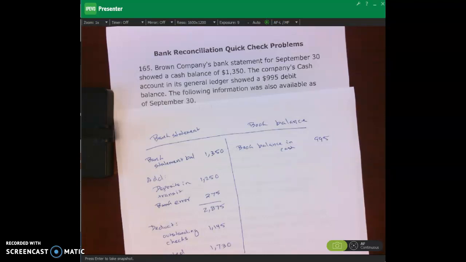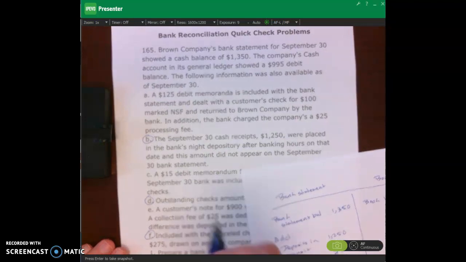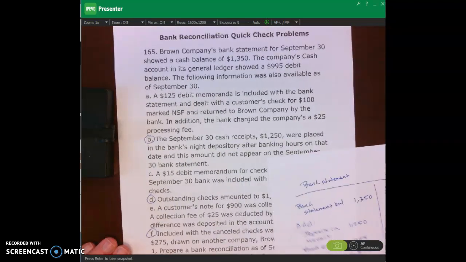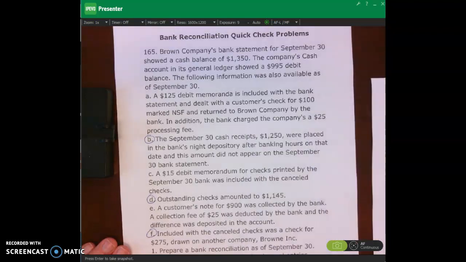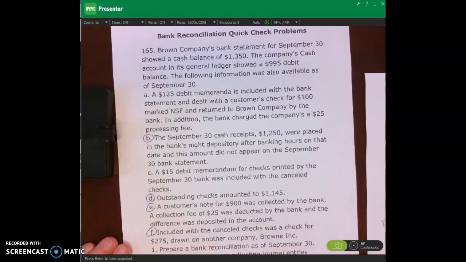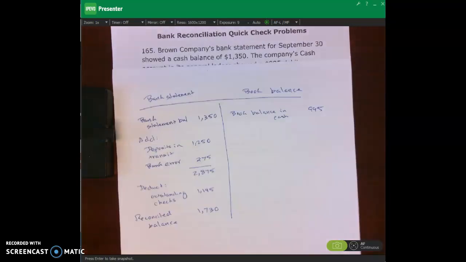Okay. And then looking back on page 161, identify and list any unrecorded credit memoranda from the bank. So if a bank collected a note receivable or any interest earned, for example. And we do have one of those. It says so right over here. We collected our note receivable. Okay. So the bank collected on a note receivable right over here. $900 was collected by the bank, and then a collection fee was deducted. Okay, so the bank is telling us that they did that for us.